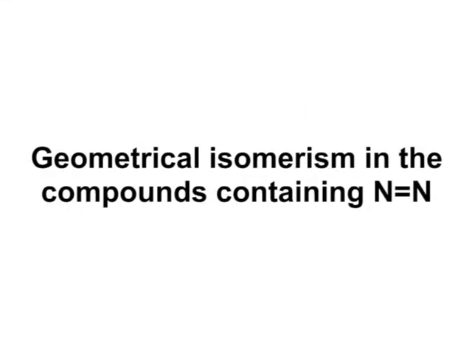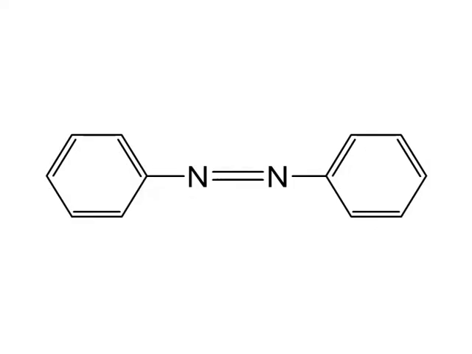Children, geometrical isomerism in the compounds containing N=N. The simplest example in such compounds is that of azobenzene. In this molecule also there is a hindered rotation about double bond and the molecule can exist in two different configurations.